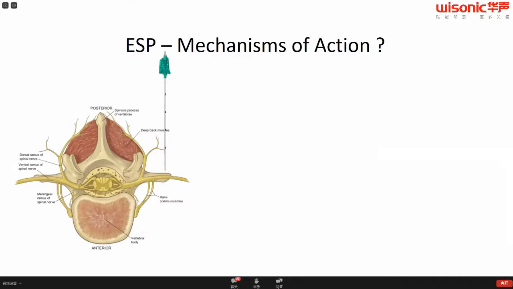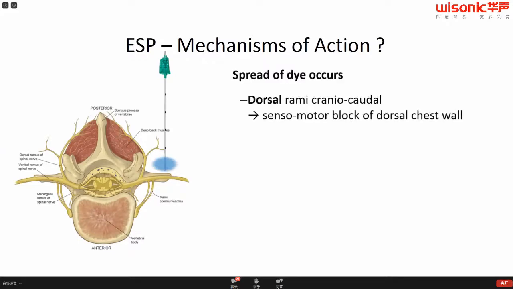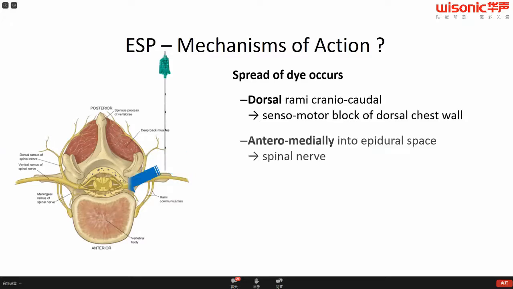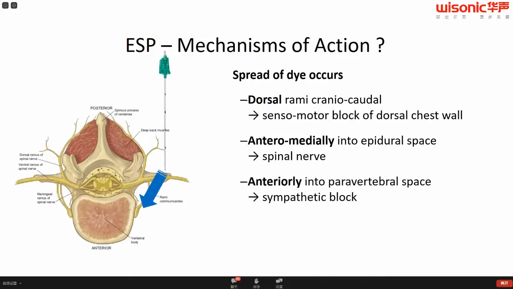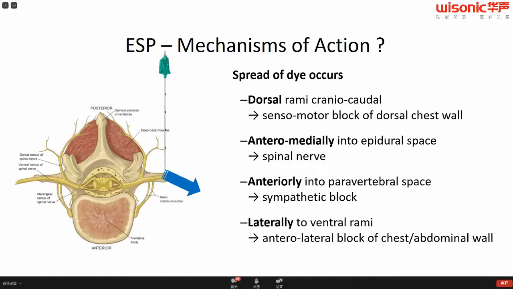What are the mechanisms of action of an erector spinae plane block? What are the results that we have from cadaver studies? We know that a spread occurs in the dorsal rami in a craniocaudal direction, which will result in a sensorimotor block of the dorsal chest wall. We also have seen an anteromedial spread into the epidural space, which results in a spinal nerve block. We have seen an anterior spread into the paravertebral space with a sympathetic block, and also a lateral spread to the ventral rami, which causes an anterolateral block of the chest abdominal wall.